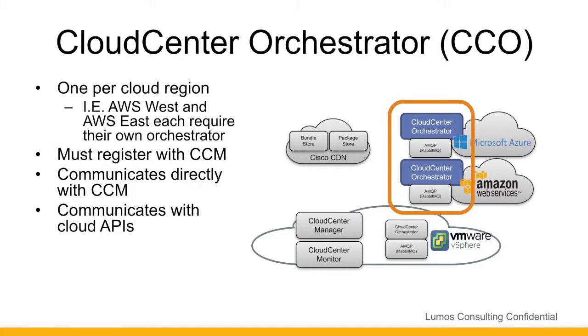We have the CloudCenter Orchestrators. You're going to need one CloudCenter Orchestrator per region, even if it's the same cloud provider. For example, Amazon West and Amazon East, each of them will need their own instance of CloudCenter Orchestrator. They must register with a single CCM instance, and they can communicate directly with the CCMs, and we're going to need bidirectional communication. It's also the part of CloudCenter that actually communicates with the local APIs with Azure, Amazon, vCenter, etc.